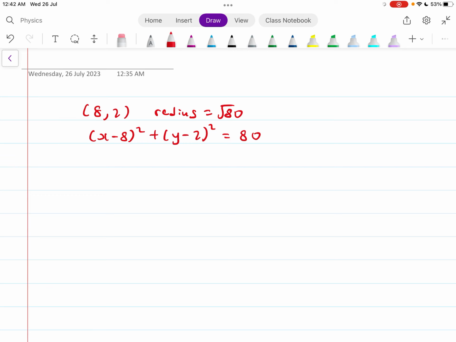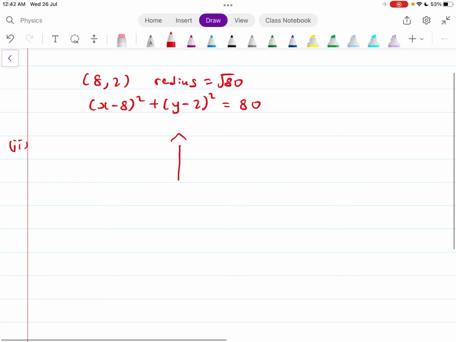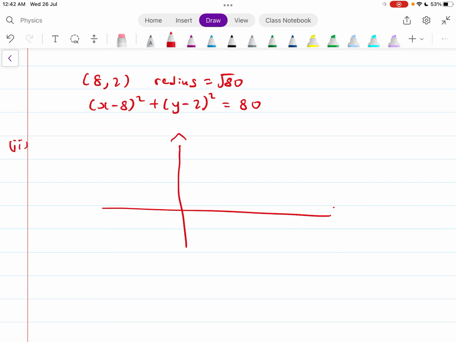Okay, so for part 2, they say that the circle intersects the y-axis at P and Q. So find the length of PQ. First, I just draw a circle. Then let's call this P, and let's call this Q. Since it's the y-intercept, you just need to sub x = 0 into the equation that you found in part 1.